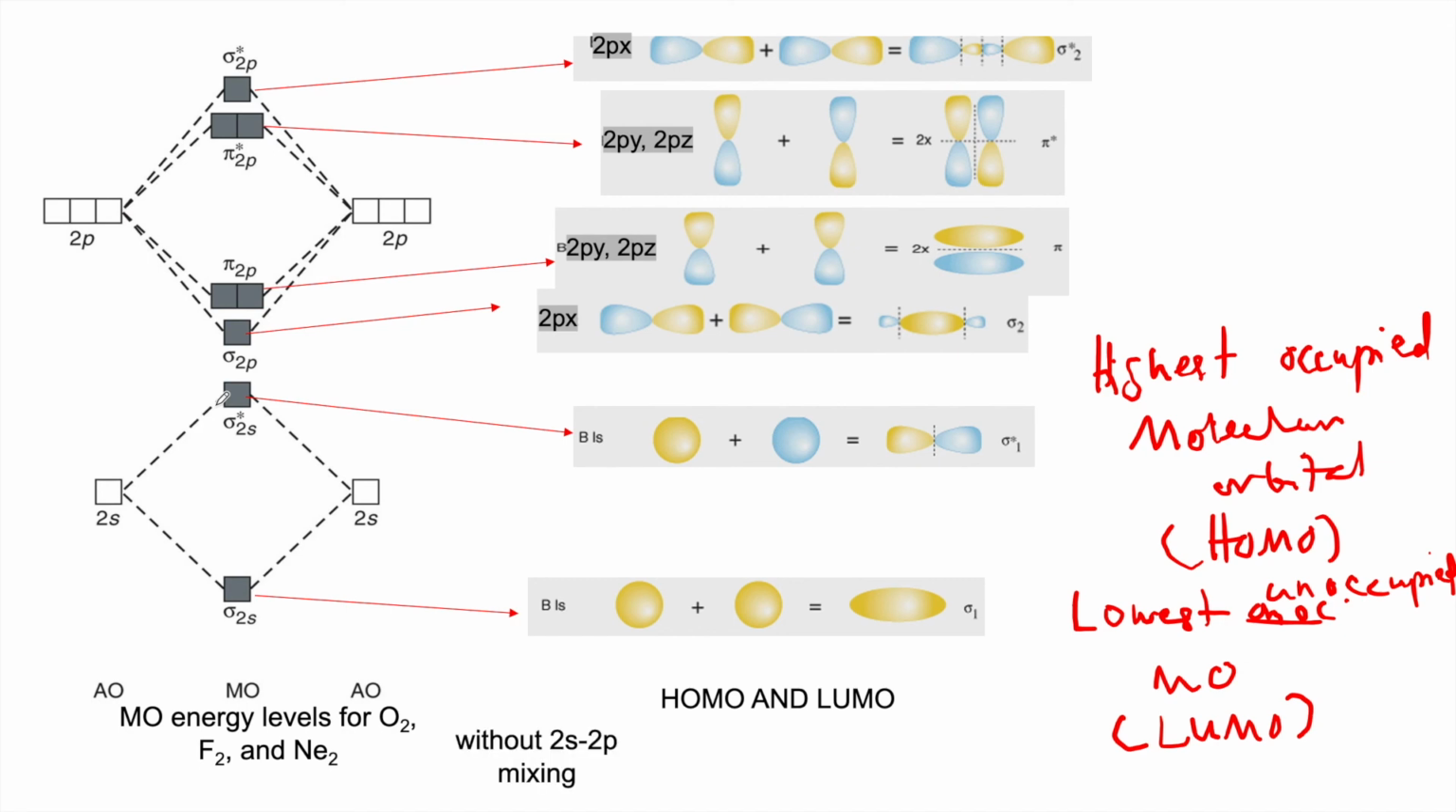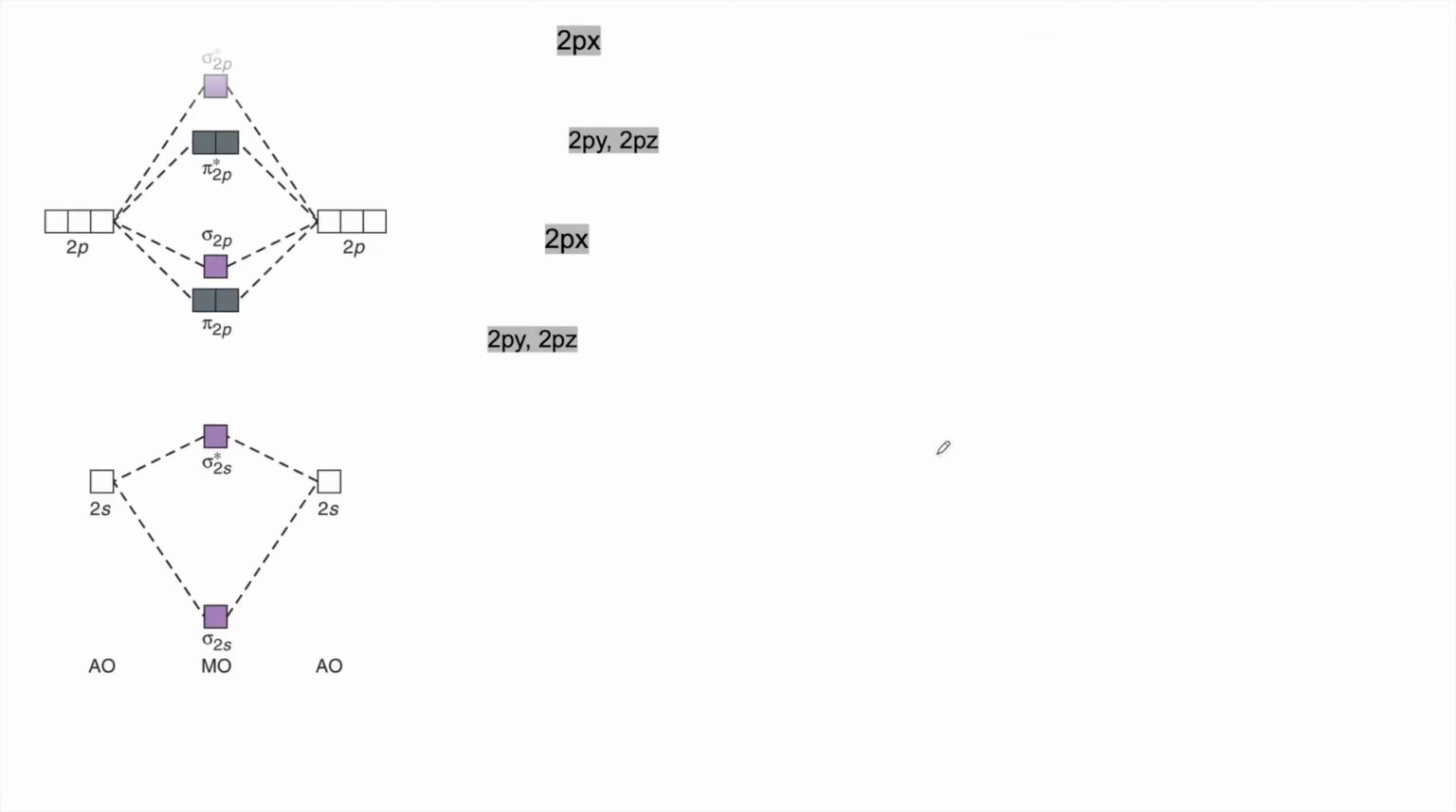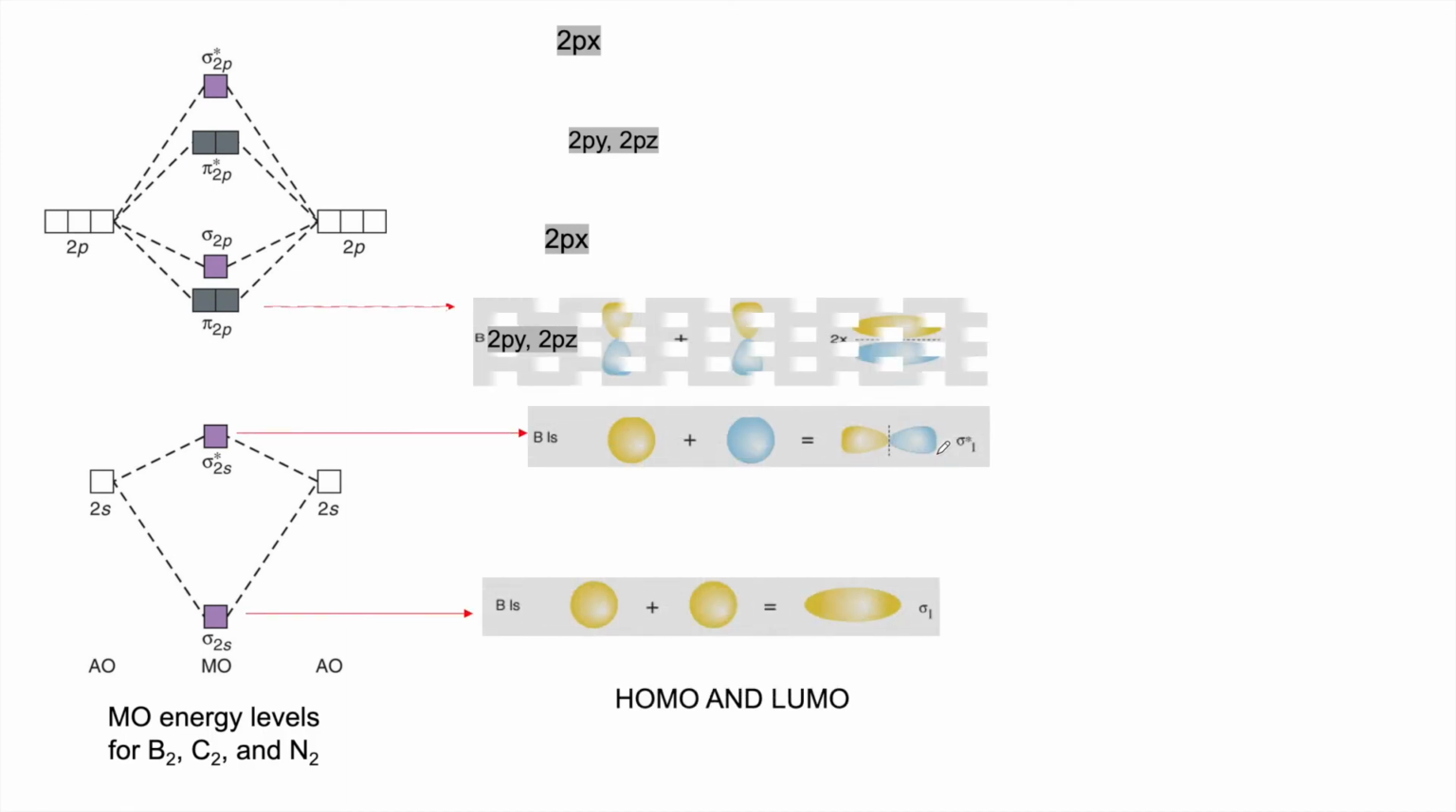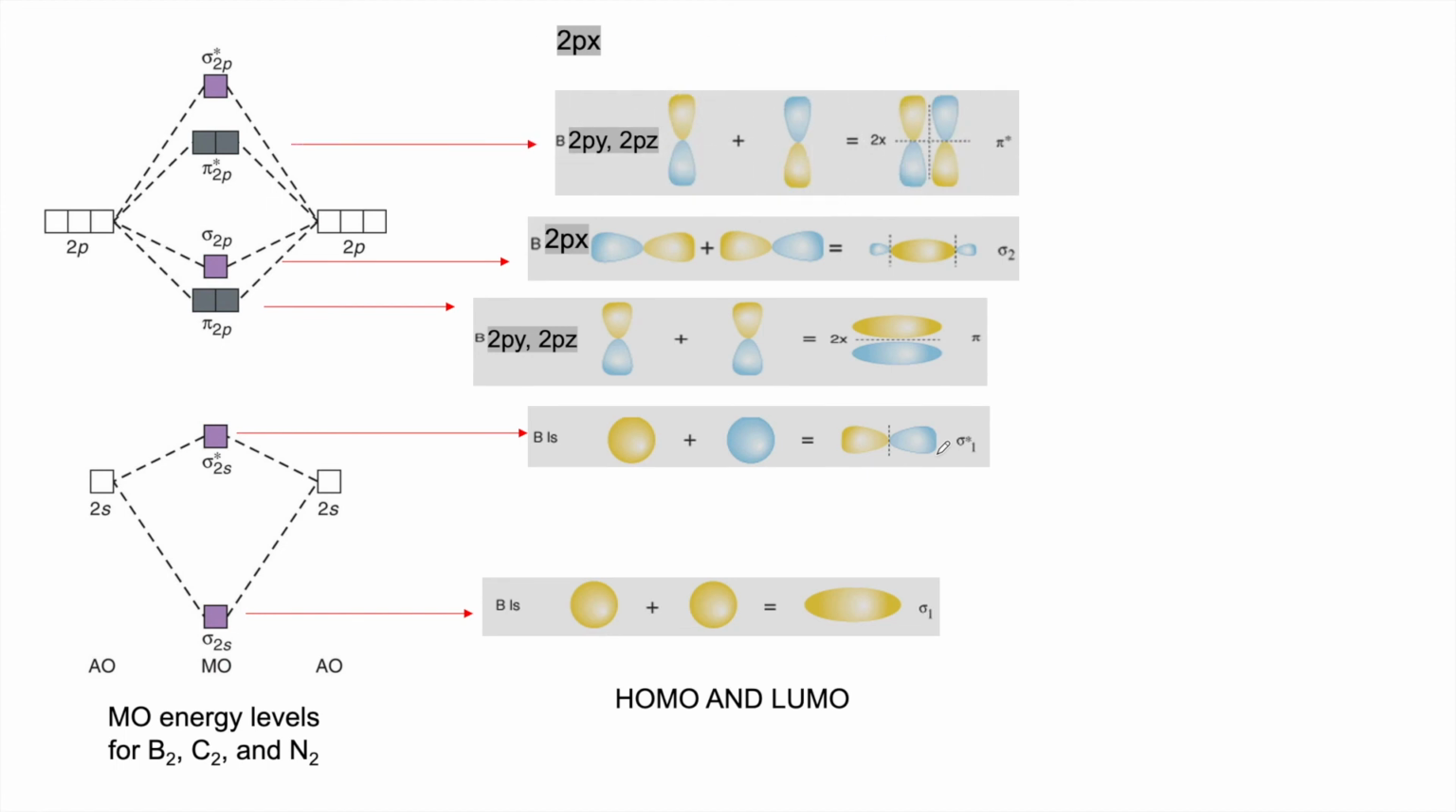So these are the shapes of the orbitals overlapping. And then here we also need to determine the HOMO and also LUMO. We will discuss this later during our class. I will show you how to determine the HOMO and LUMO. And then this is the sp mixing for the large size of molecules.